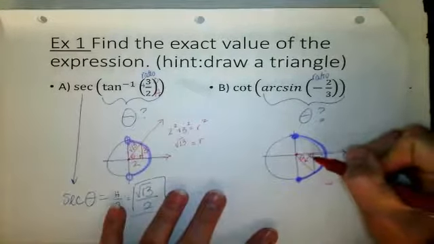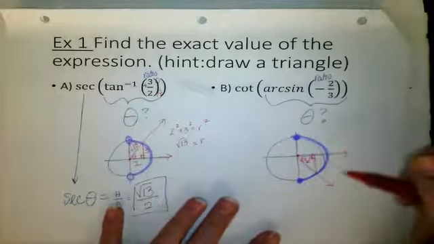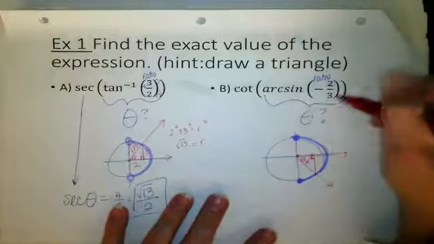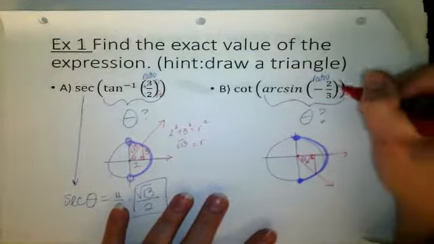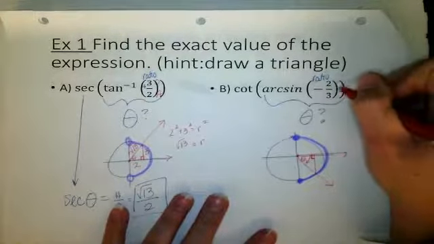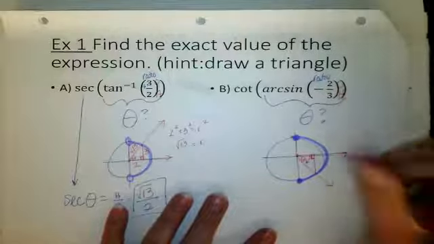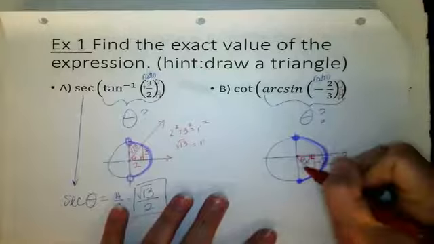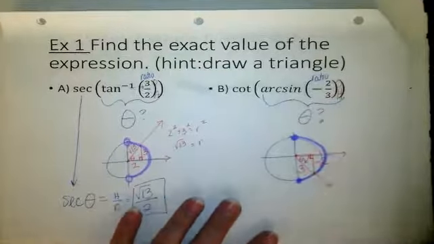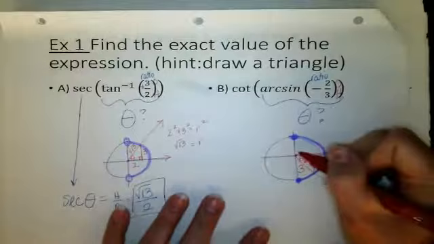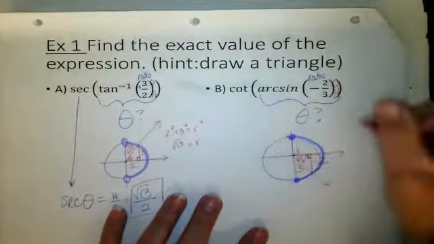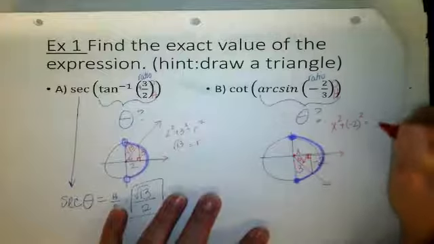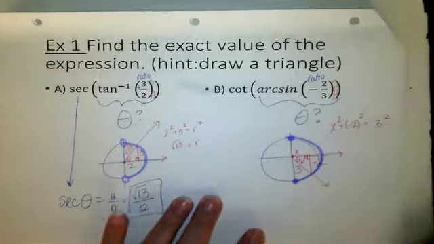All right. So then we can drop an altitude and assign some labels. This is the sine ratio. What sides do we have? Opposite and hypotenuse. So the opposite side is negative 2, and the hypotenuse is 3. So again, we need to find the third side, which in this case is this x side. x squared plus negative 2 quantity squared equals the hypotenuse squared.